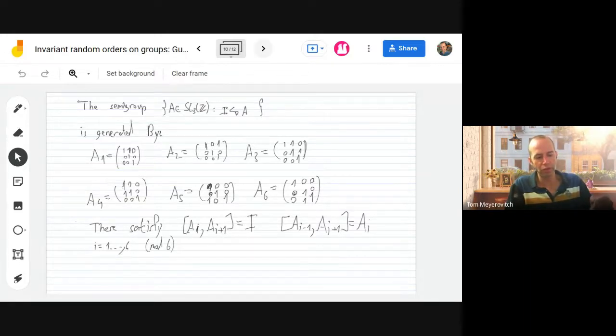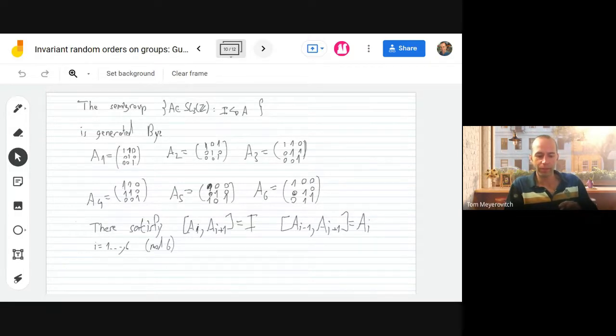And I'm about to describe actually a presentation of SL3Z, and the relations between these things are the following. If I take 2 consecutive indices, and here I'm taking the indices modulo 6, so 6 plus 1 is 1, 6 is equal to 0, then A_i and A_{i+1} commute. Here I'm denoting the commutator. It means multiplying A_i by A_{i+1} is the same as multiplying A_{i+1} by A_i. It's a commutator in the group theoretic sense, not in the ring sense.